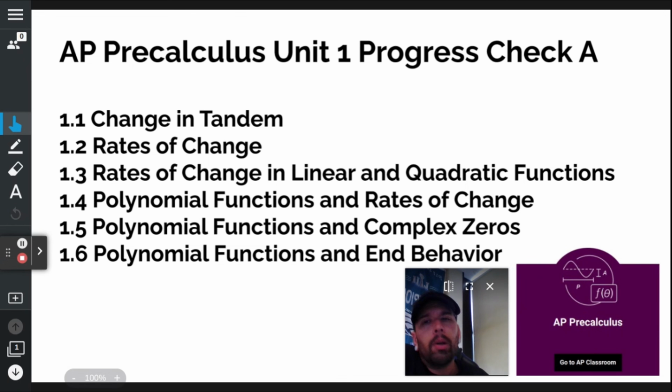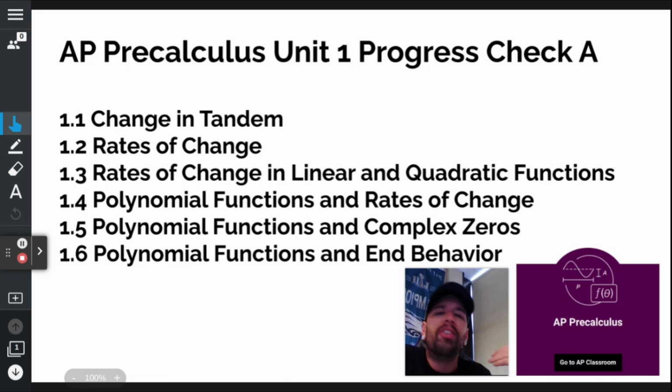What up, what up? If you're in AP Pre-Calculus, and I assume you are, your teacher probably uses that guy over there, AP Classroom, probably to give you homework, maybe to give you quizzes. And at some point after the first 6 sections of Unit 1, your teacher will probably assign you what's called the AP Pre-Calculus Unit 1 Progress Check A. It's basically a test going over the first 6 sections of this unit.